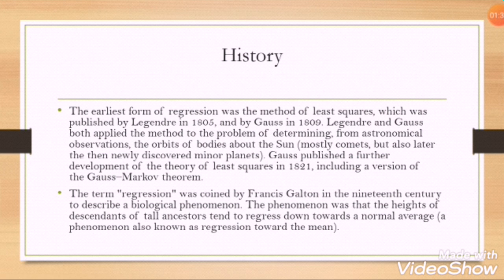The term regression was coined by Francis Galton in the 19th century to describe a biological phenomenon. The phenomenon was that the heights of descendants of tall ancestors tend to regress down toward a normal average, also known as regression toward the mean.